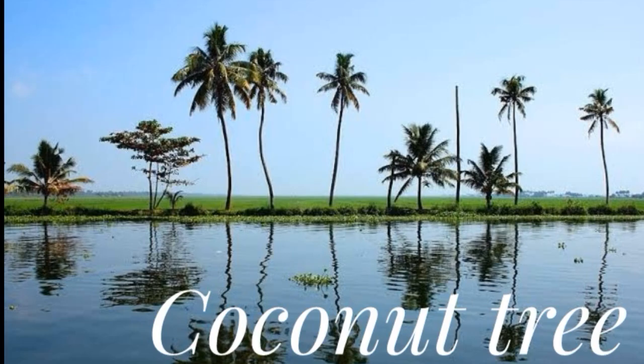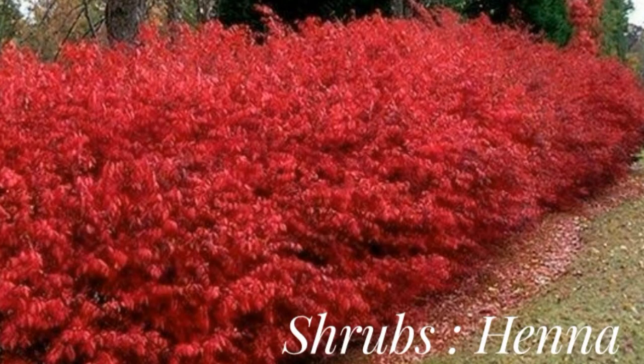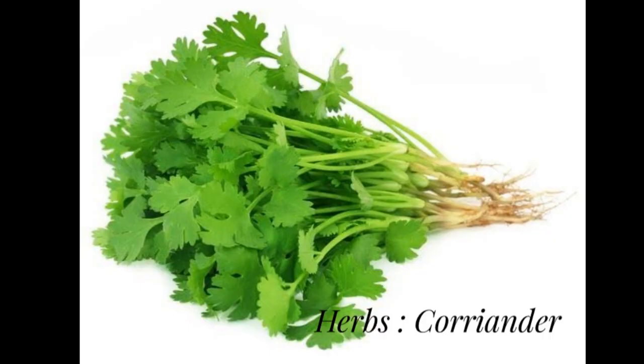Now we are going to read about shrubs. Shrubs are smaller than trees. They have small, hard, woody stems and many branches. These branches grow close to the ground. For example, tulsi, rose plant, henna, these all come under the category of shrubs.